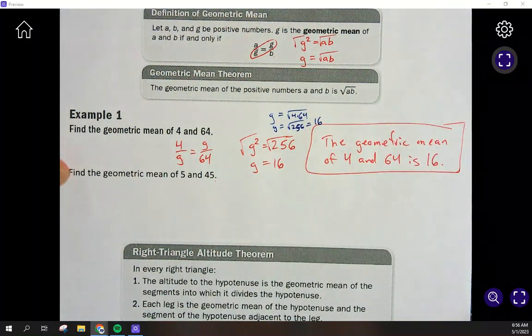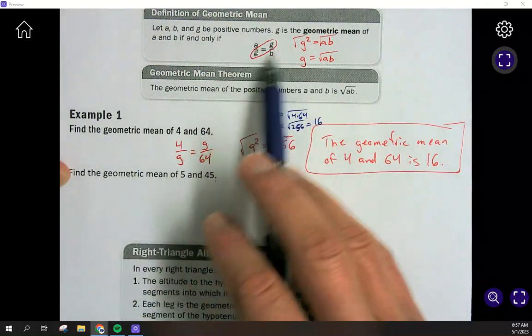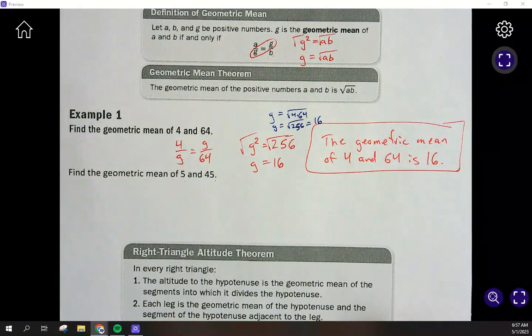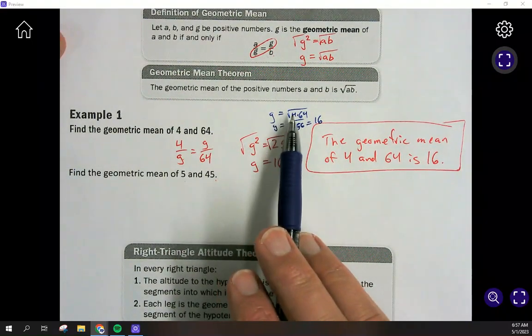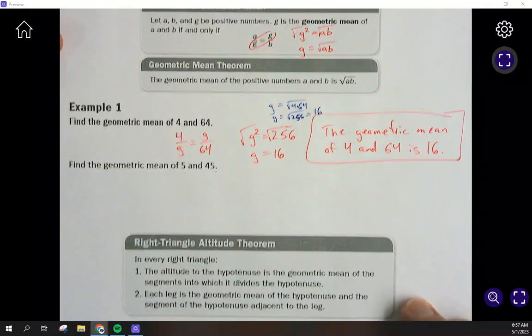So we can jump straight to here instead of going all the way back to the proportion, but it's good to know where this comes from, so that's why I represented it like that the first time. But when we work in these triangles, we're going to just jump straight to here. We're not going to go back to the proportion, although I'll show you where it comes from.